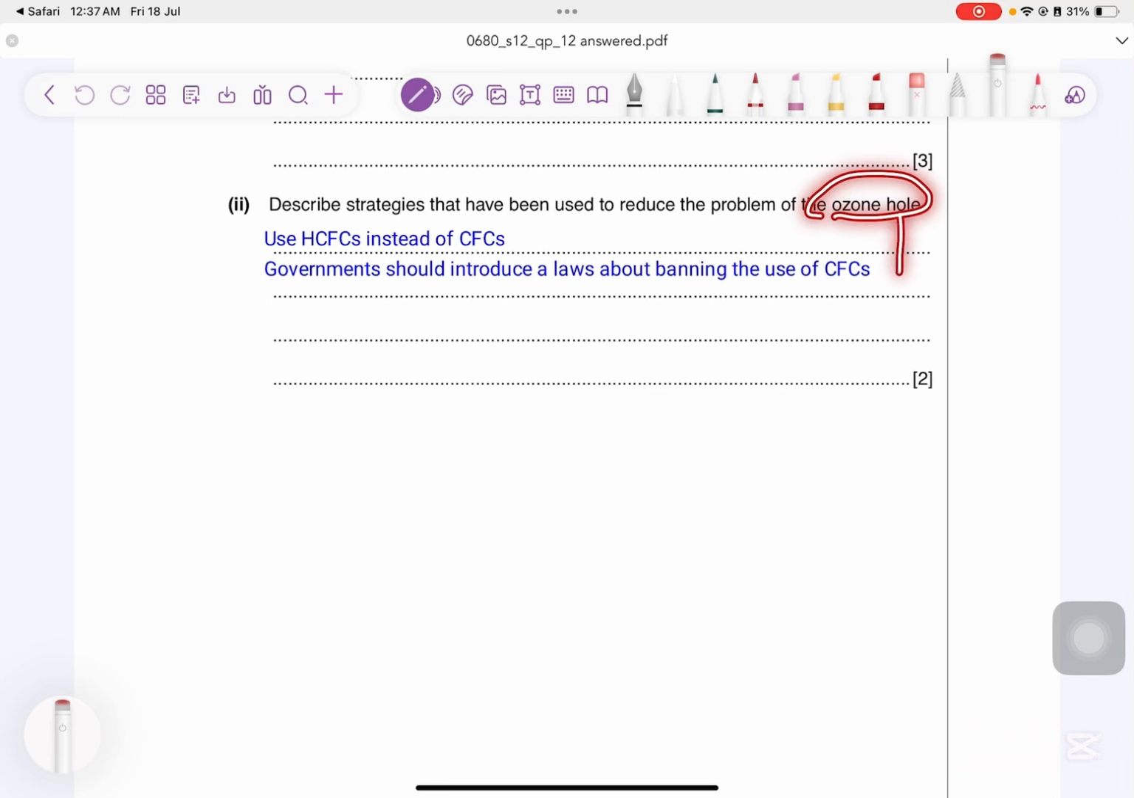Describe strategies that have been used to reduce the problem of the ozone hole. Whenever you mention ozone, you should automatically think of reducing the CFCs because they are the main cause. So we use HCFCs, which is hydrochlorofluorocarbons, instead of chlorofluorocarbons. Governments should introduce a law banning the use of CFCs. They should make ACs that use HCFCs rather than CFCs, and exchange devices, okay? Instead of devices that contain or release CFCs, they could exchange them for HCFC ones.